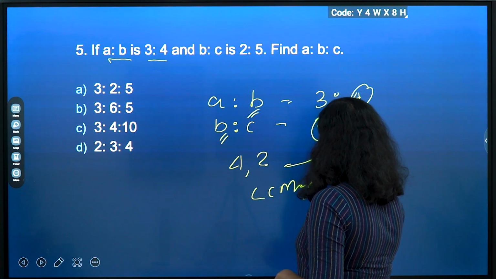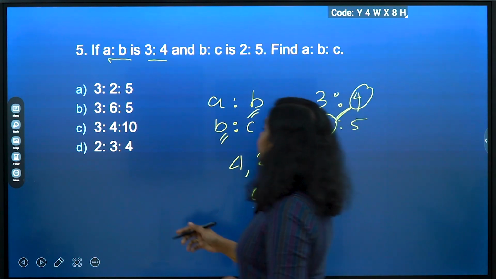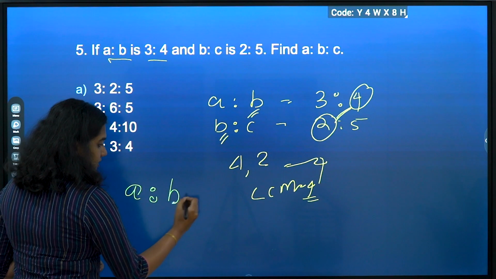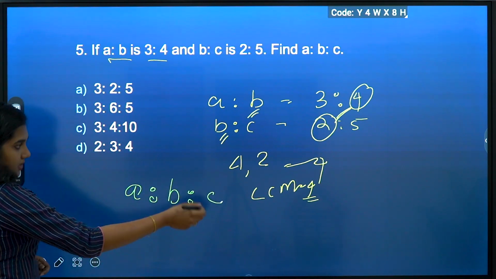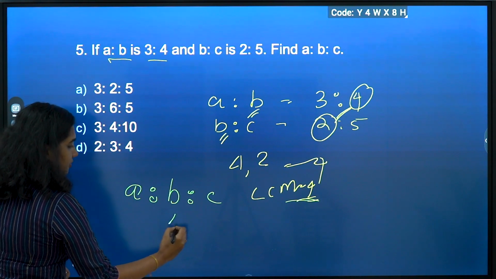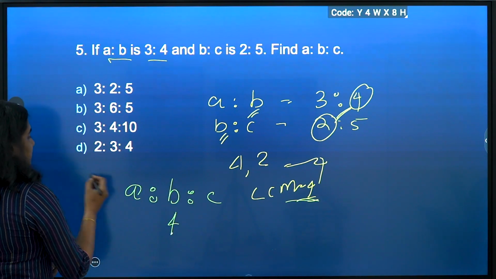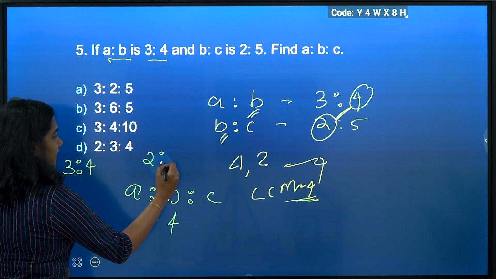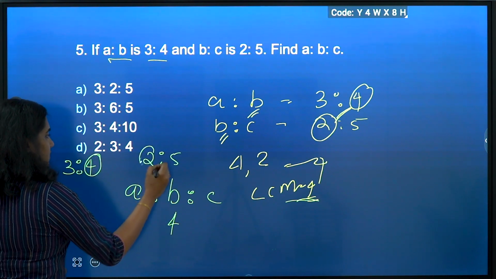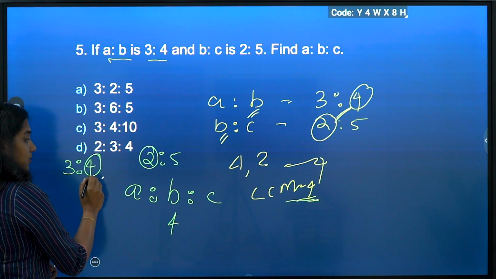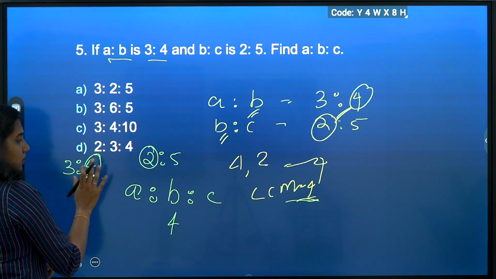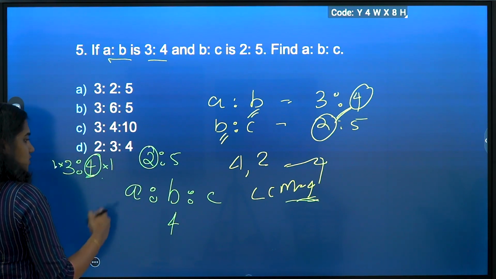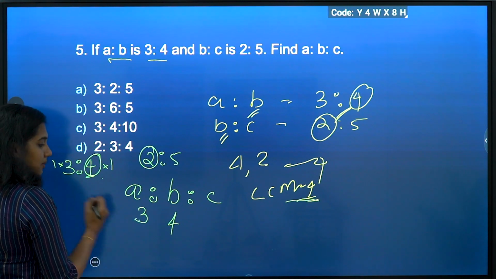So now what you have to do is, for finding out A is to B is to C, the LCM is 4, right? So our B will be 4. Now first ratio was 3 is to 4 and the second ratio was 2 is to 5, right? So this was our first B, this was our second B. So what should be multiplied by this B, I mean 4, to get 4? So this is 1, right? 4 into 1 gives you 4. So you have to multiply 3 also into 1. So you will get 3. So A will be 3, okay?